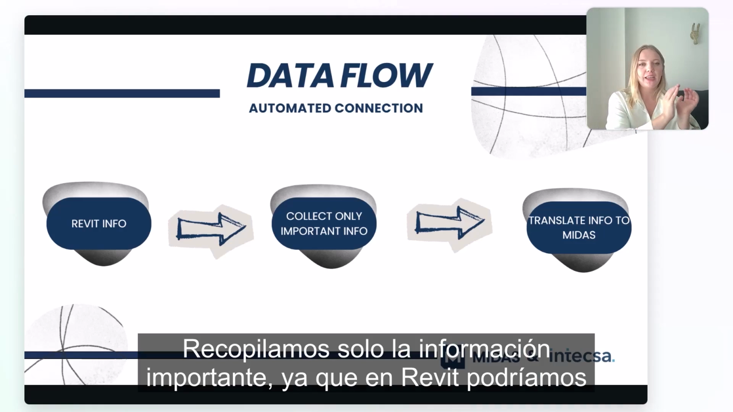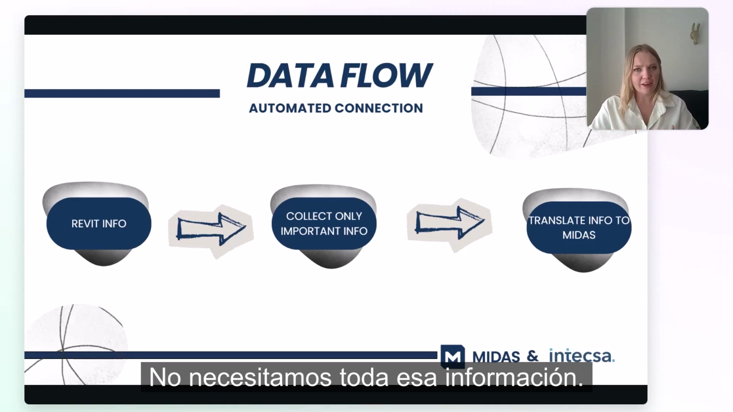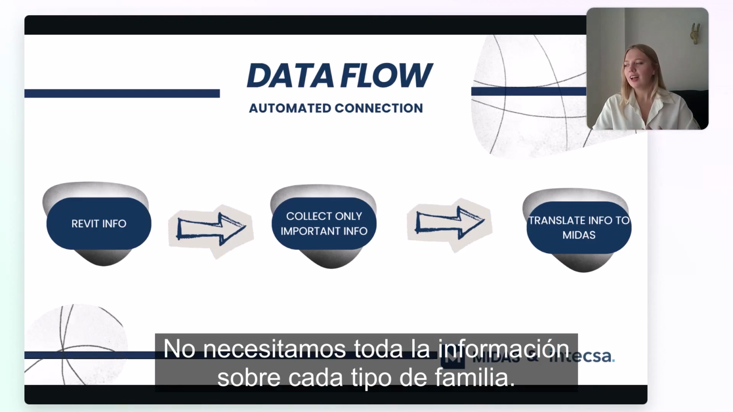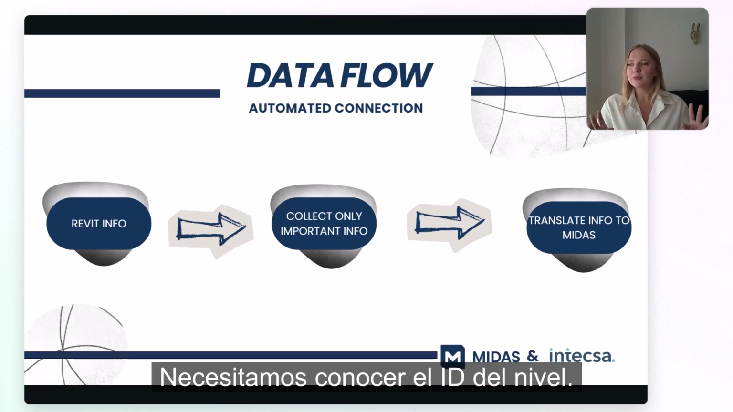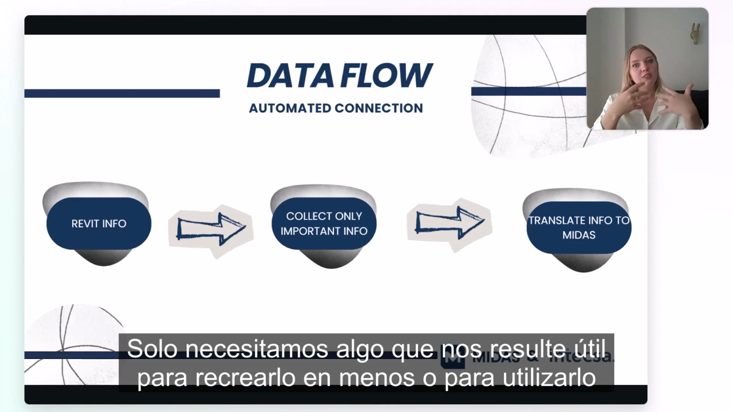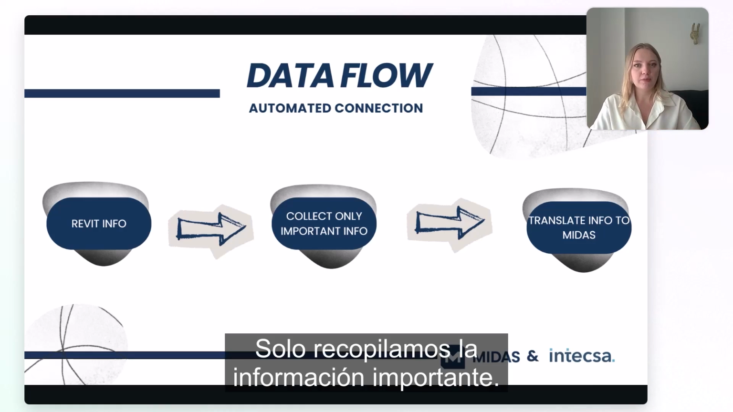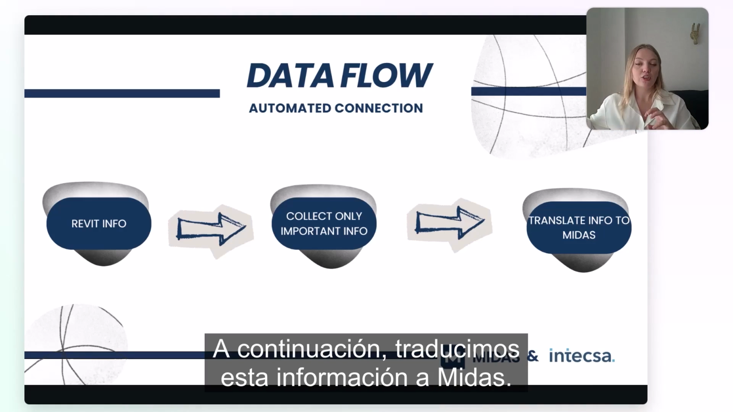To be more specific, we take the information from Revit. We collect only important one because in Revit we might have received so many properties about every element. We don't need all that. We don't need every family type information. We need to know the level ID. There's many properties. We only need something that is useful for us to use it to recreate in MIDAS or to use it for some specific other logic, like for creating groups or whatever it can be. We only collect the important information. And then we translate this information to MIDAS.